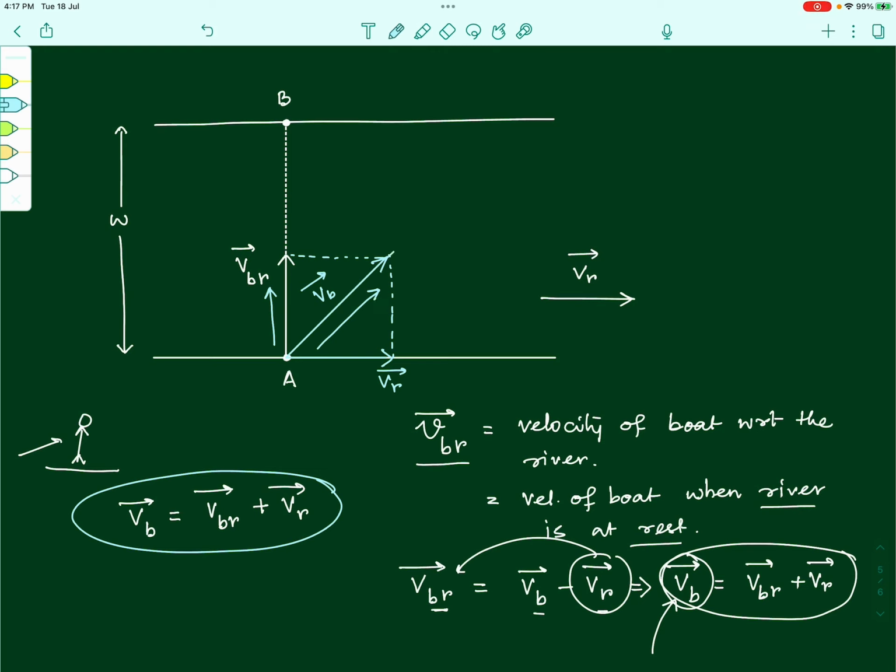And when it moves in this direction, it will not reach the point B. It will reach a point which will be somewhere here. Let's call it the point C on the other shore, which is quite far off from the point B, isn't it? So the question now comes is that if really the boat wants to reach the point B, how should the boat be rowed? How should it be steered? In what direction should it be steered?